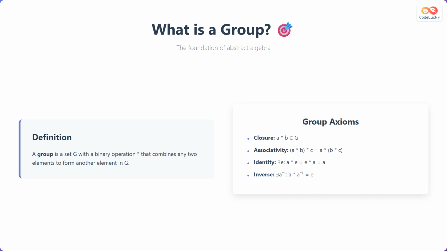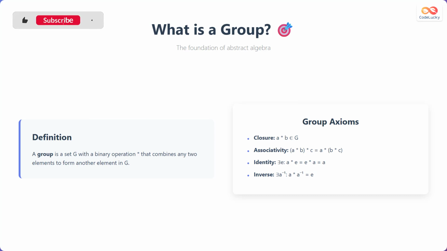The set G along with the binary operation must satisfy four specific axioms. These axioms are closure, associativity, identity, and inverse. Let's examine each of these axioms in more detail. Closure means that for any two elements, a and b in G, the result of a star b must also be an element of G.